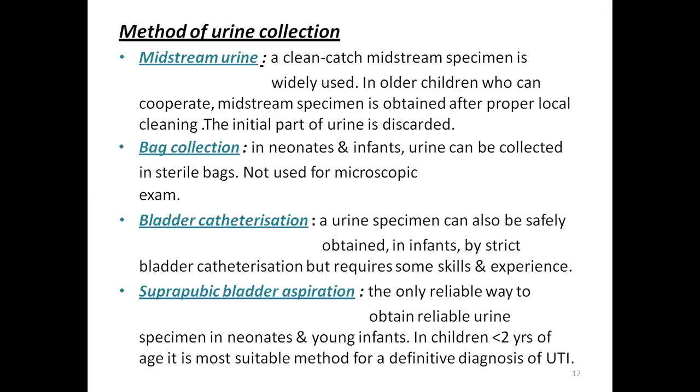Bag collection in neonates and infants: urine can be collected in a sterile bag, not used for microscopic examination. Also, bladder catheterization: a urine specimen can also be safely obtained in infants by strict bladder catheterization, which requires some skill and experience. And suprapubic bladder aspiration is the only reliable way to obtain a urine specimen in neonates and young infants, and in children less than 2 years of age. It is the most suitable method for a definitive diagnosis of UTI.